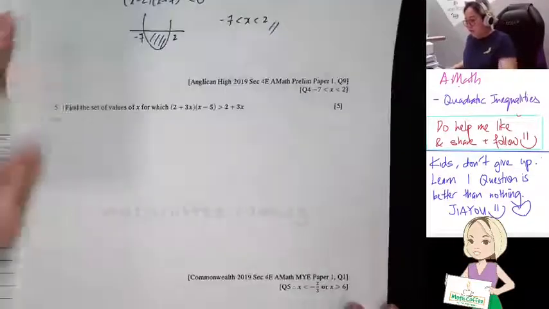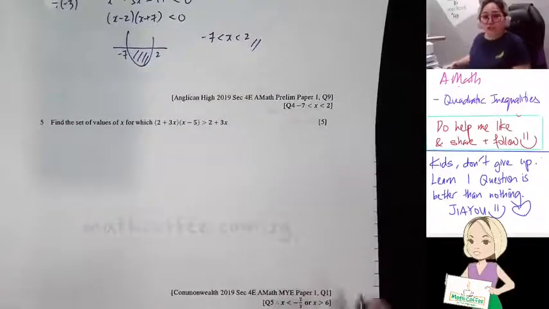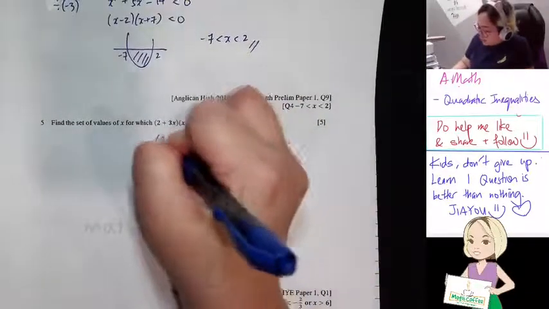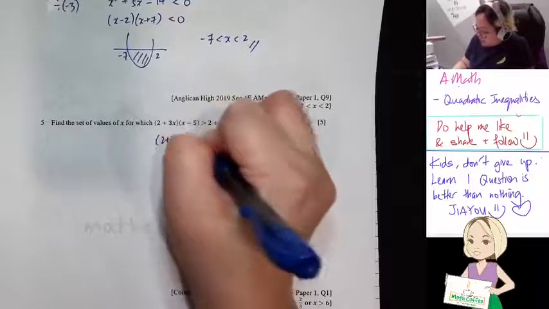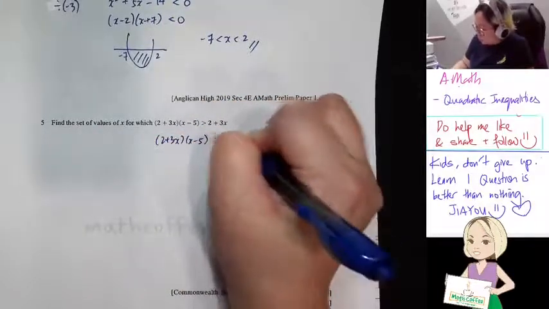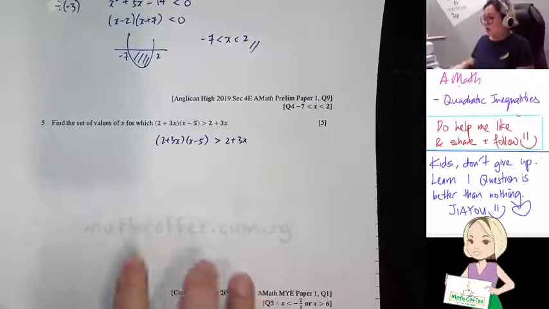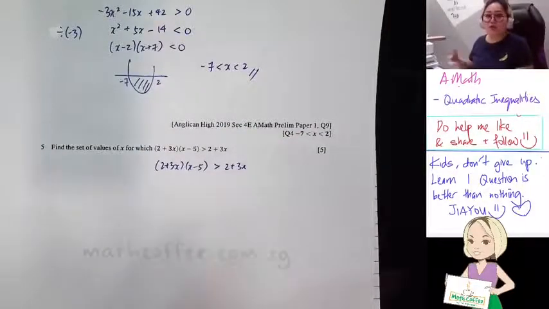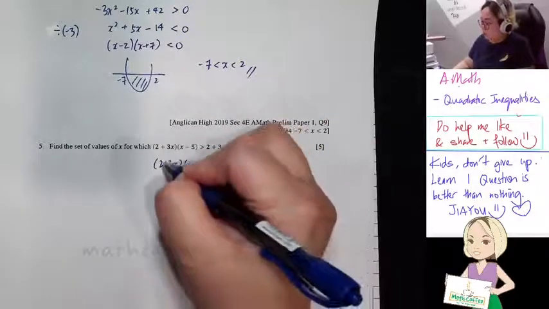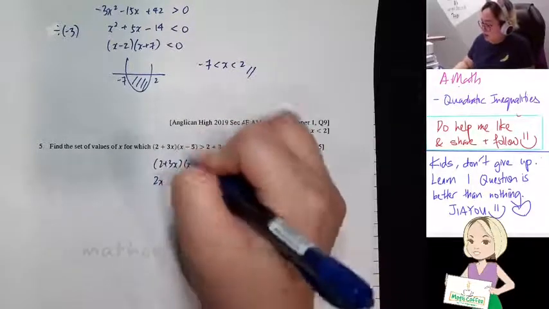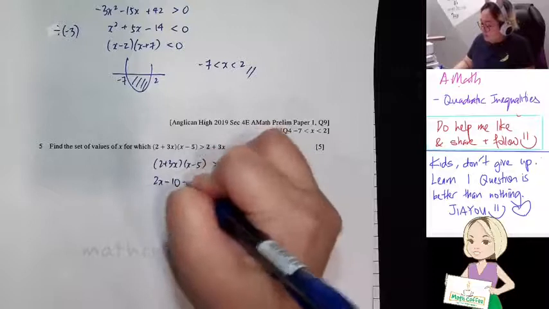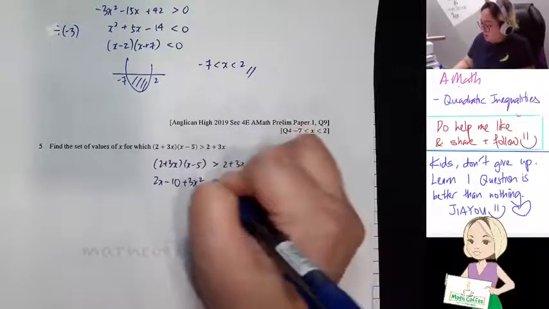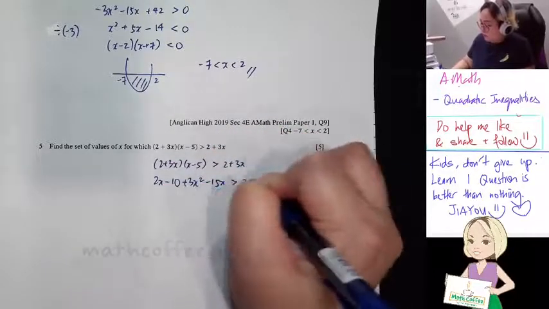Okay, let's move on to the next. So actually, this one is 2 plus 3x, x minus 5 more than 2 plus 3x. Okay, actually this is quite similar to the first one. The only difference is this one is in terms of brackets, so you need to do your rainbow. Correct? So let's do our rainbow. This one times this one, 2x minus 10 plus 3x squared minus 15x more than 2 plus 3x.